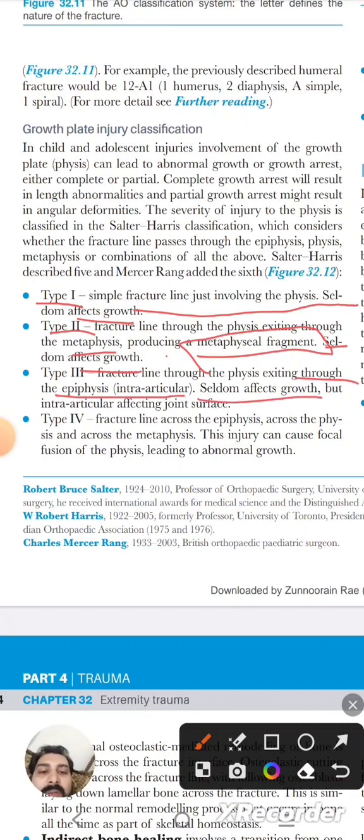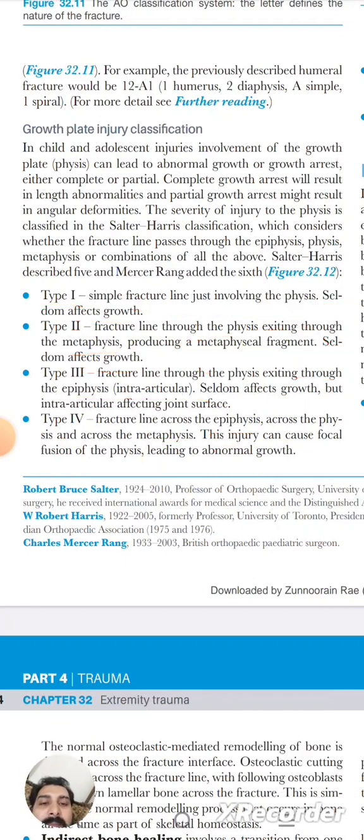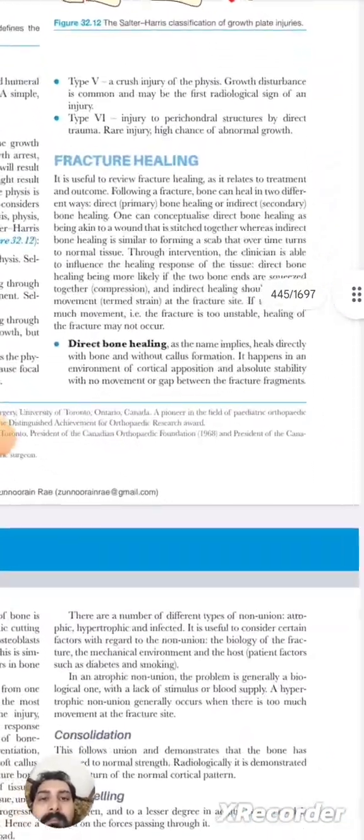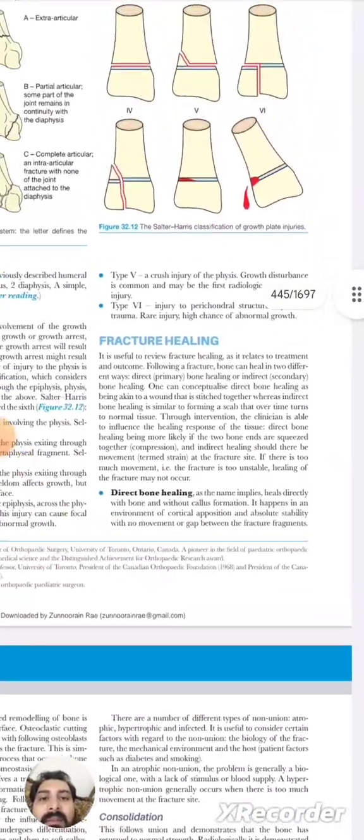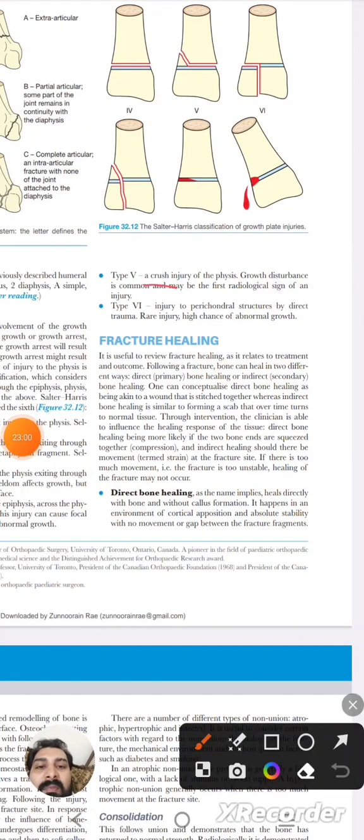Type 4 is through and through, passing through the epiphysis as well as the metaphysis, and there are epiphyseal as well as metaphyseal fragments. This causes focal fusion of the physis and may lead to growth abnormalities. Type 5 is when the physis is crushed, and it causes growth disturbances. And type 6 was added by Rang, and it is injury to the perichondrial structures, and there is also a high chance of growth abnormalities.